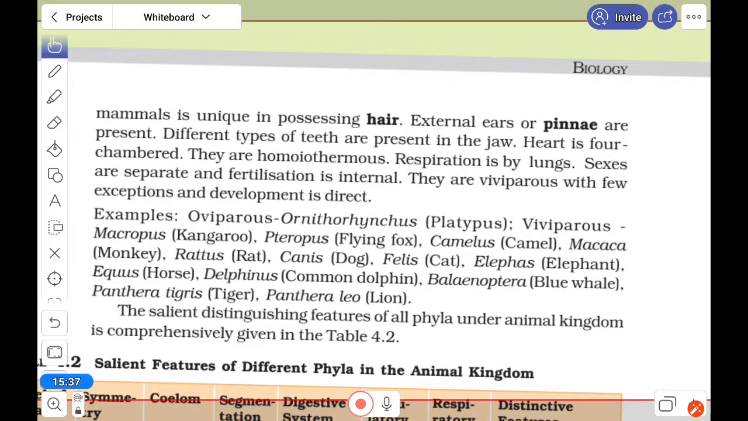So here is a long list of examples that you have to prepare. You have to keep in mind the scientific names also. So that is about mammals. So prepare this one.